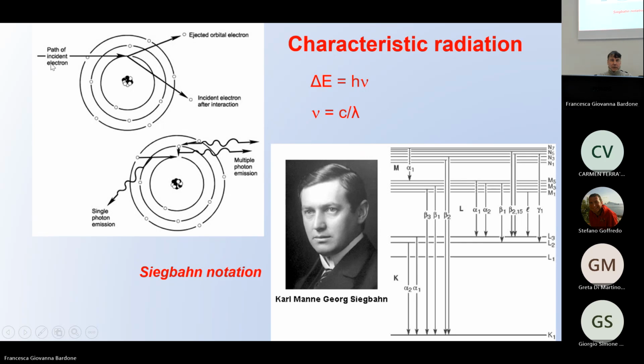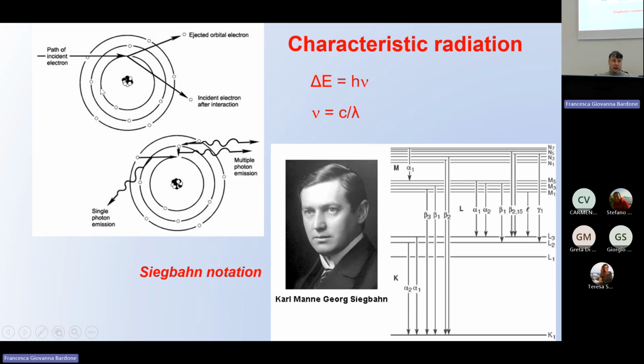When an incident electron hits an atom, one of the possibilities is that the incident electron removes an electron belonging to an orbital of the atom. This is called ionization by incident electrons. So my incident electron has removed an electron from an orbital of my atom.